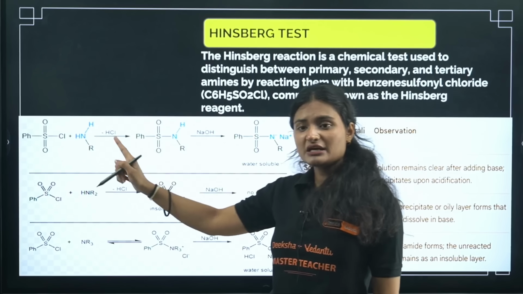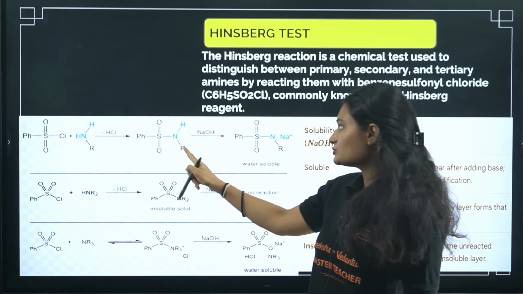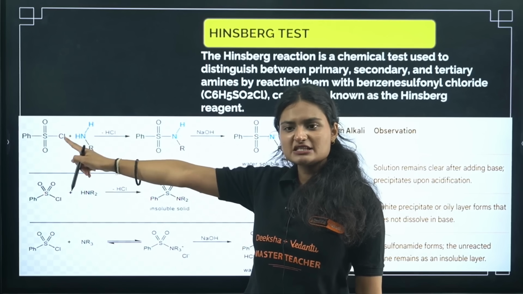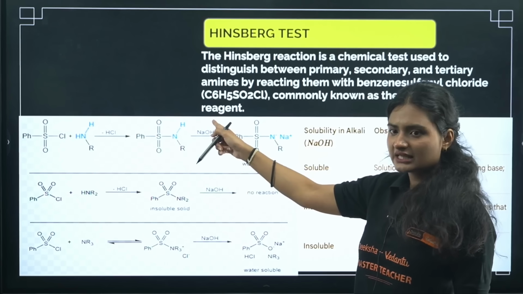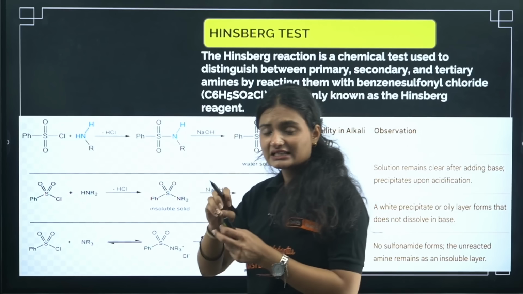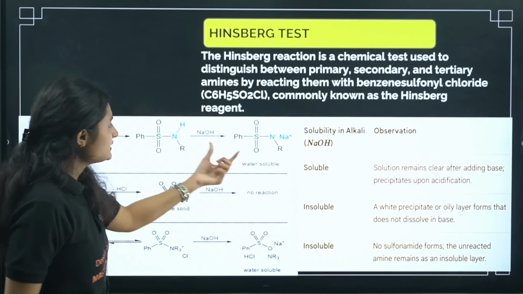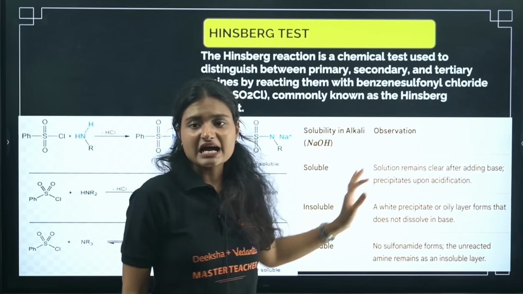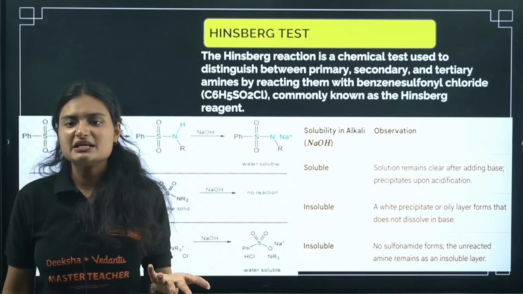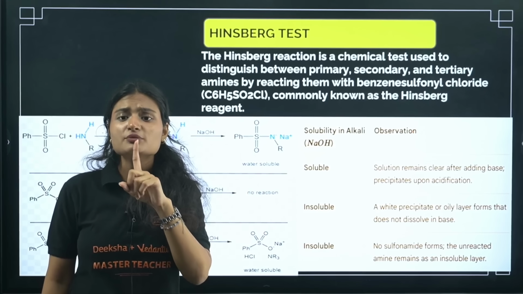When the Hinsberg reagent is treated with primary amines, it gets converted into this species, because primary amines have two hydrogens, right? One hydrogen gets replaced by the benzene sulfonyl group, and the second hydrogen reacts with NaOH. When you add any alkali, it reacts and we get this water soluble compound. The solution will remain clear after adding the alkaline media, after adding the base. That is your primary amine.